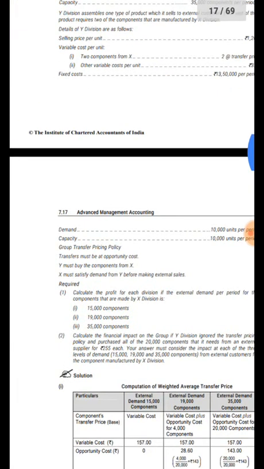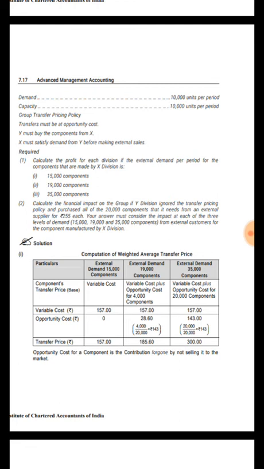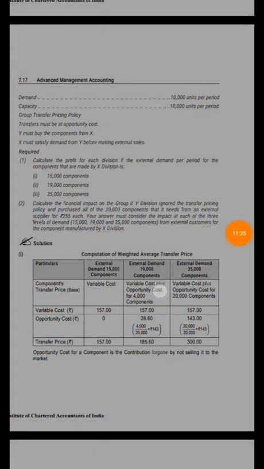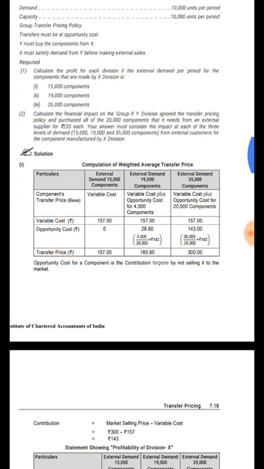Now next question. Calculate the financial impact on the group if Y division ignored the transfer price policy and purchased all of the 20,000 components that it needed from an external supplier for 255 each. Your answer must consider the impact at each of the three levels of demand from external customers for the component manufactured by X division. So what it's saying is division Y is ignoring all these things and purchasing from outside at 255.